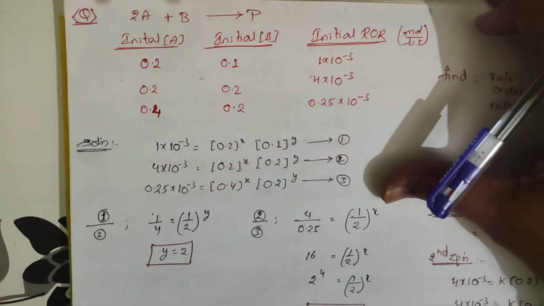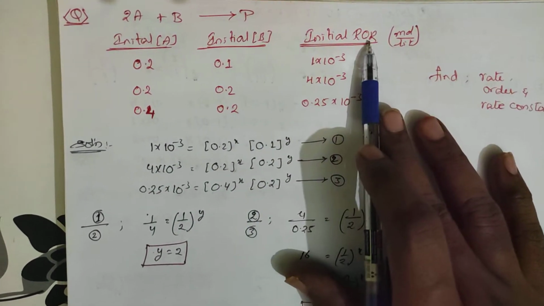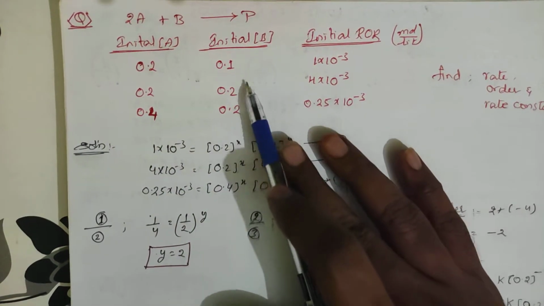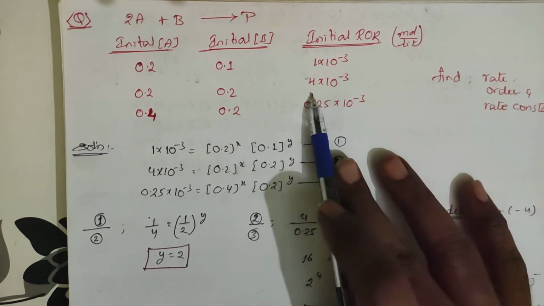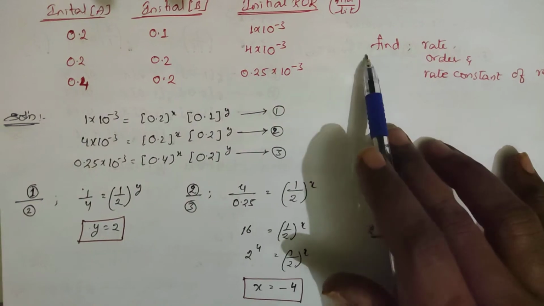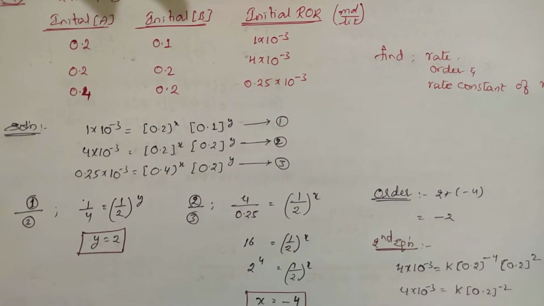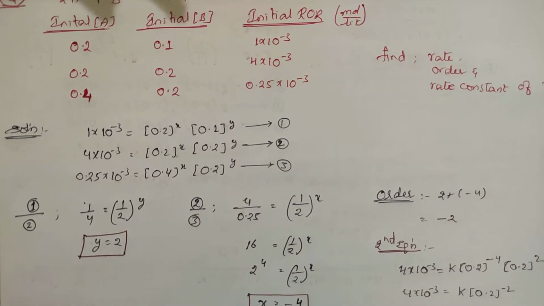Okay, take this question. 2A plus B gives rise to product. Initial concentration of A, B, C: 0.2, 0.2, 0.4, 0.1, 0.2, 0.2, 1 into 10 power minus 3, 4 into 10 power minus 3, 0.25 into 10 power minus 3. The question is find the rate, order and rate constant of the reaction. Pause the video students. Try to solve the question.